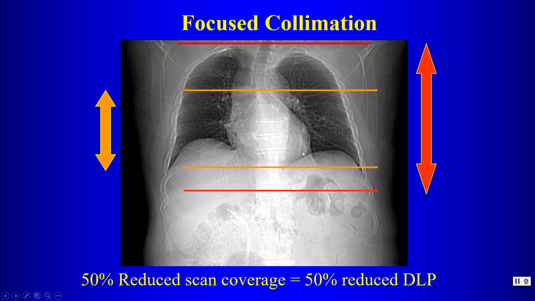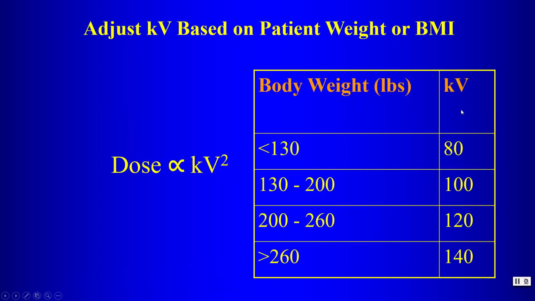So focused collimation: if we're only interested in the heart here, then you decrease the scan range to make sure that only the anatomy that you're interested in is the anatomy that is scanned. So reducing the scan coverage 50% reduces your dose 50%.